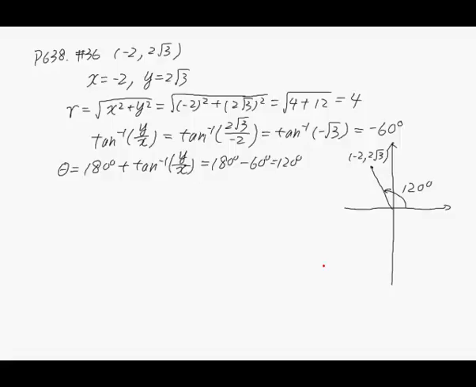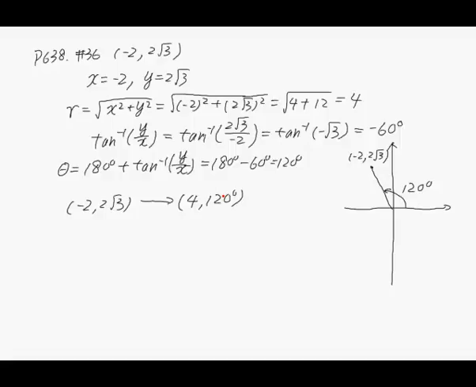And then you get the polar coordinates of this point. So r is equal to 4. So let's first write the rectangular coordinates. Then we convert this from rectangular coordinates to polar coordinates, 4 and 120 degrees.